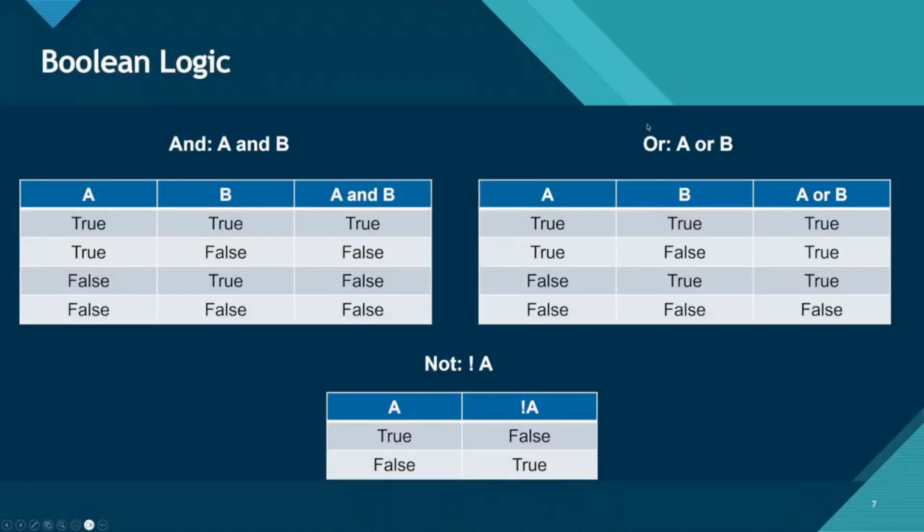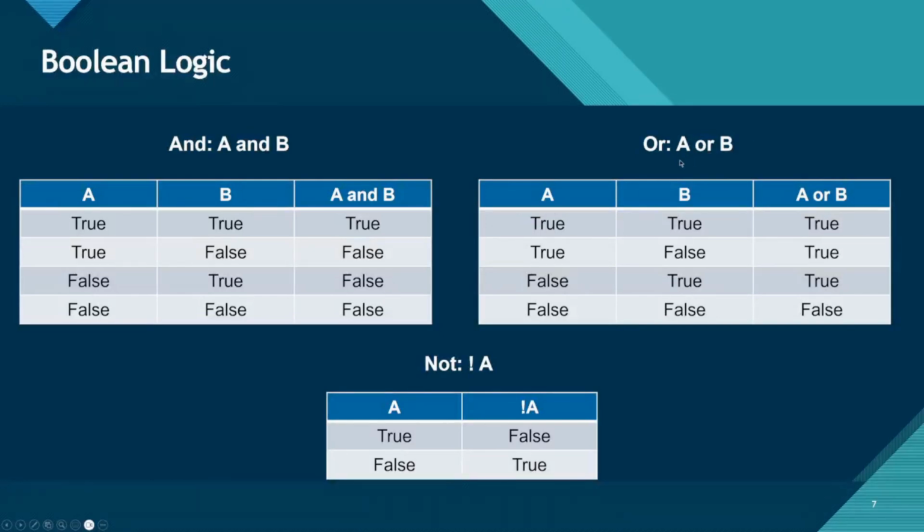Now A or B, only one of A or B needs to be true in order for this statement to evaluate to true. So this would be like asking a kid, do you want candy or ice cream? And they might say yes. And so then it's like, well, which one do you want? And you have to clarify.